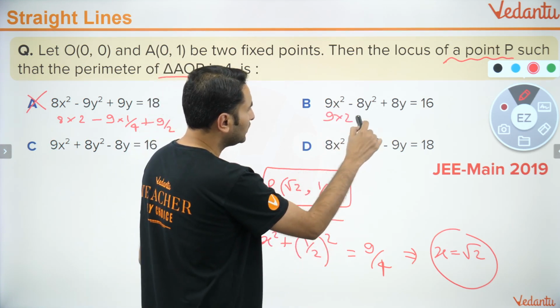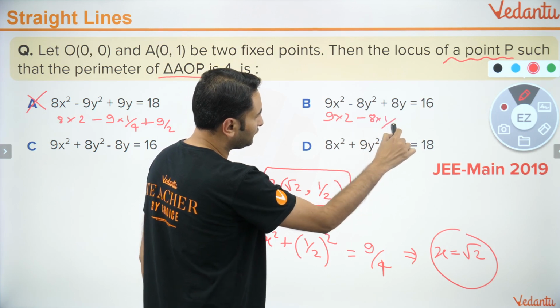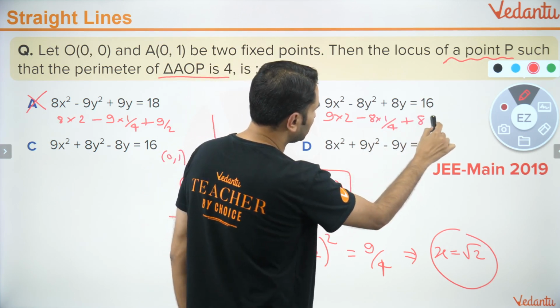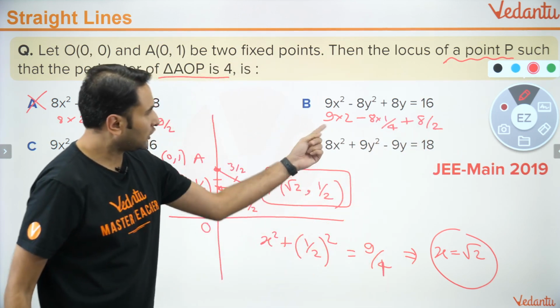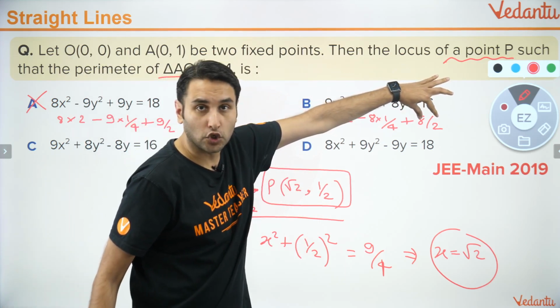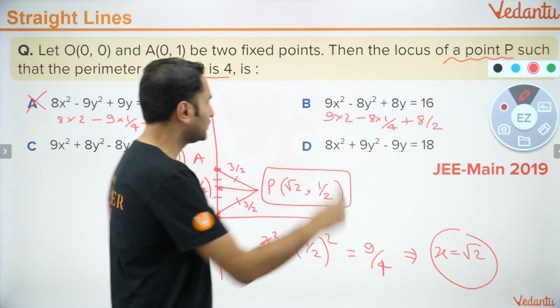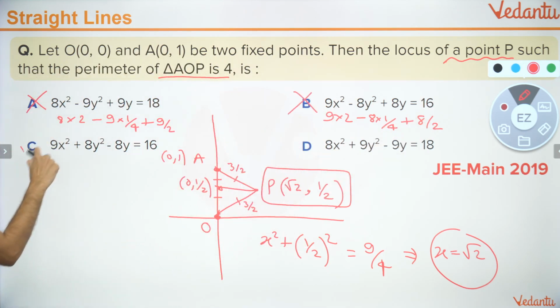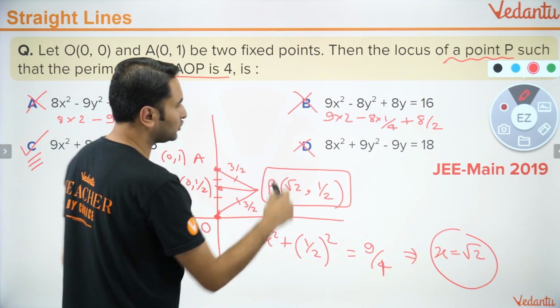9/9 इंटू 2 माइनस 8 इंटू 1/4, ठीक है, प्लस 8/2. चेक कर लो. 18 माइनस 2 प्लस 2. No, this is not 16. तो ये भी गया. अब if you check, this will be the correct option and this is also wrong.